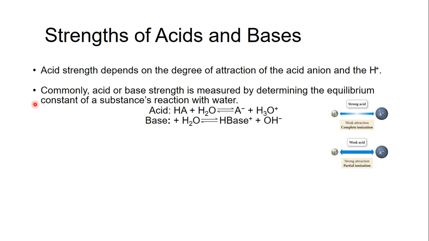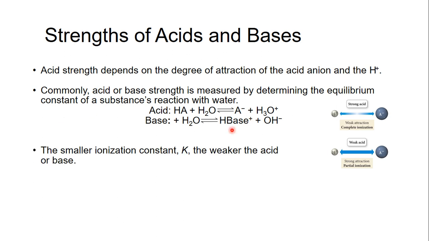When we talk about strengths of acids and bases, it really depends on how the anion and the H plus interact. Okay, and so let's just go through what an acid and base is again. An acid will form hydronium, and a base is either a hydrogen acceptor or it'll make OH minus based on your definition, right? And so we determine strong acid or strong base by how much product we make.